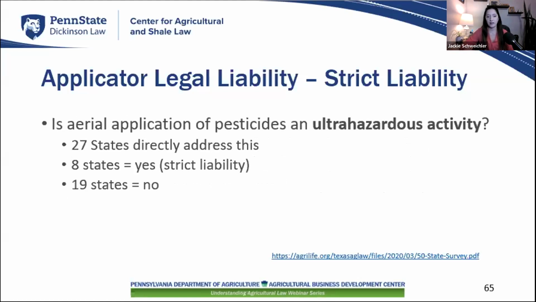As of 2020, 27 states have addressed the issue of whether aerial application of pesticides is considered an ultra-hazardous activity. Eight states have in some way determined that it is an ultra-hazardous activity and therefore a strict liability crime. Meanwhile, 19 states have determined that aerial pesticide application is not ultra-hazardous. Please note that we're talking about aerial pesticide application and not ground application.